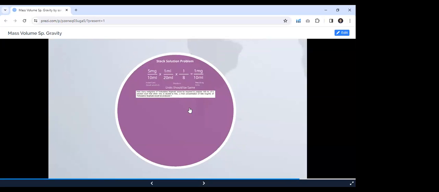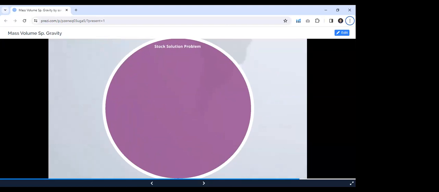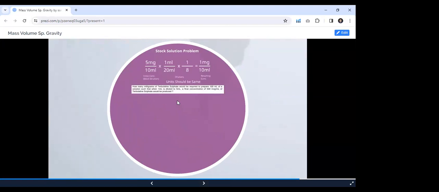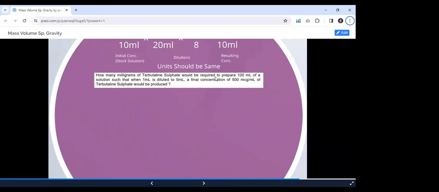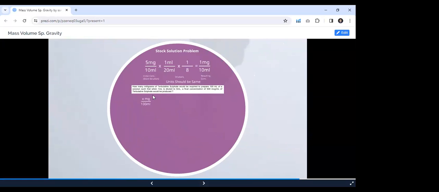So this is going to be the example question. How many milligrams of terbutaline sulfate would be required to prepare 100 ml of a solution? First thing, we got our first thing, that is... wait a second, let me just write it down.